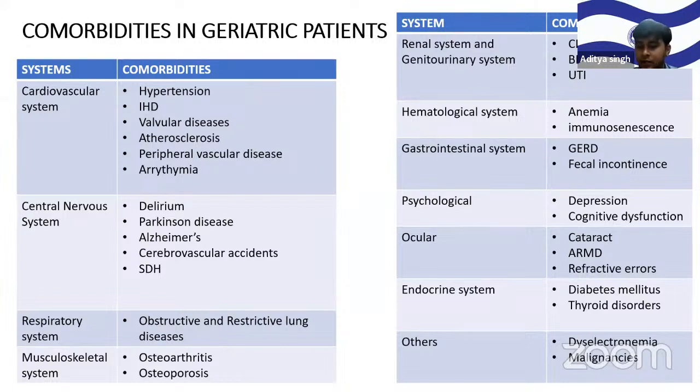And in the endocrinology, diabetes mellitus is very common in geriatric patients. Thyroid disorders are very common. Dyselectrolytemia and malignancies are very common in geriatric patients.